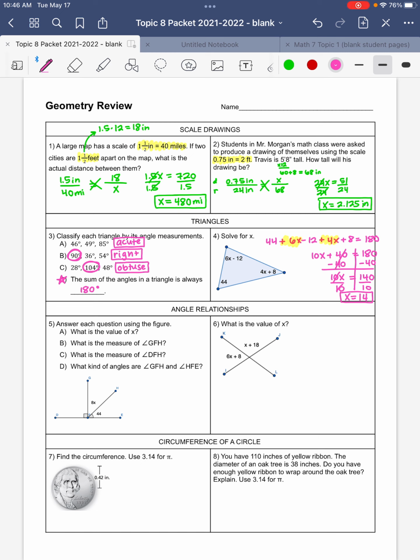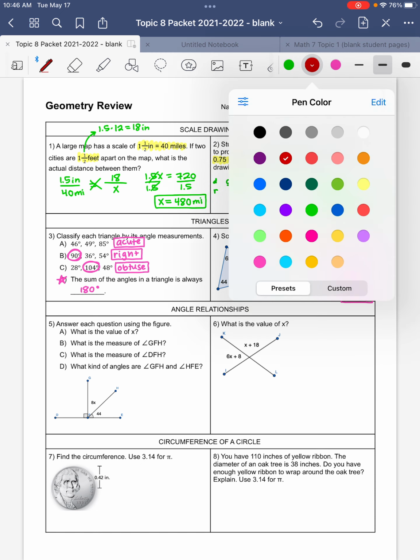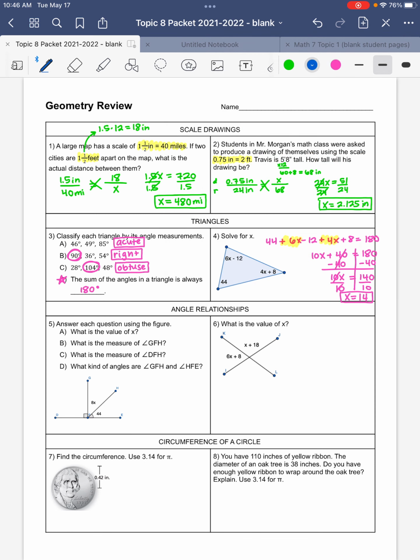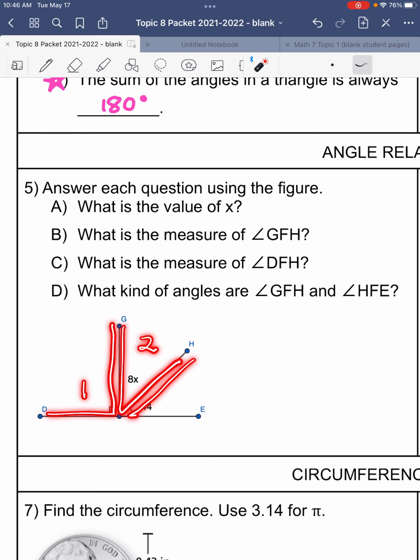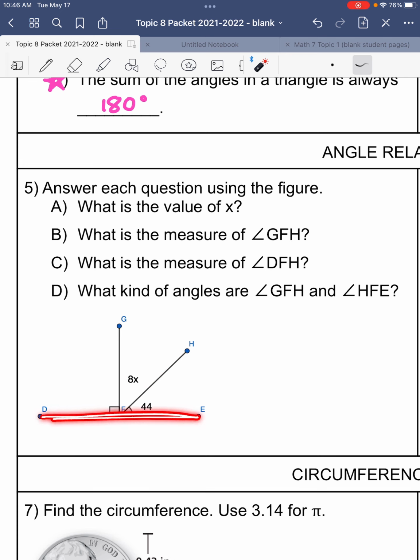Okay, let's move on to our third section. We've got angle relationships. So you do need to know some angle relationships. So number 5, answer each question using the figure. What is the value of x? Well, let's talk about this figure first. I have one angle here, a second angle here, and a third angle here. And all three of those angles make this straight line. So all together, they add up to 180 degrees.